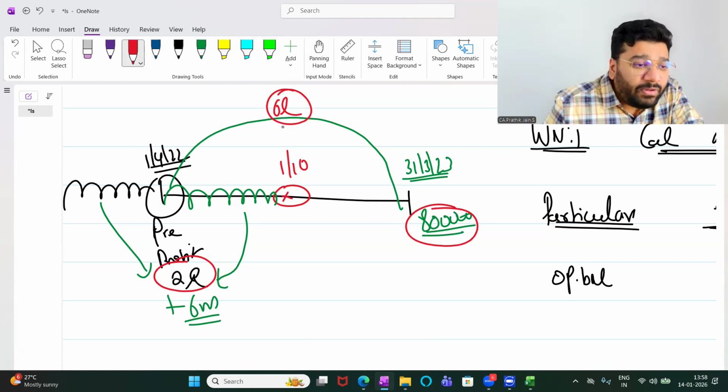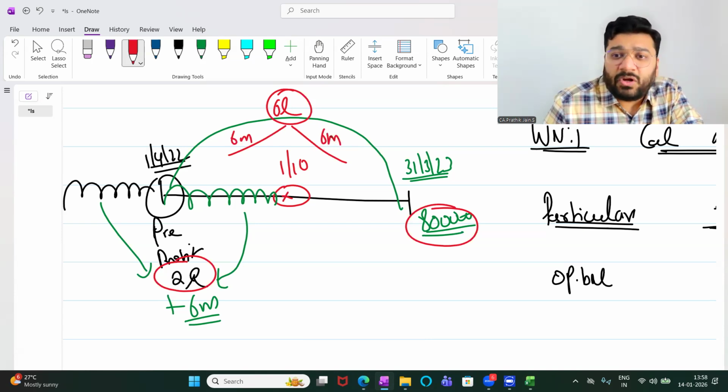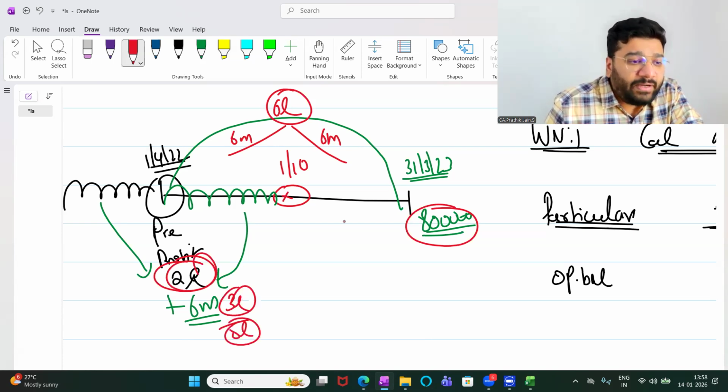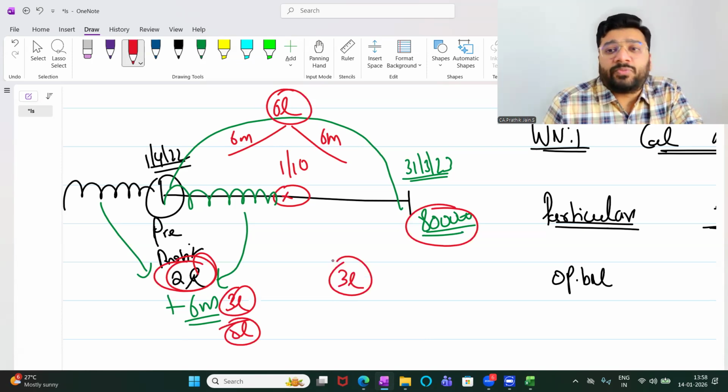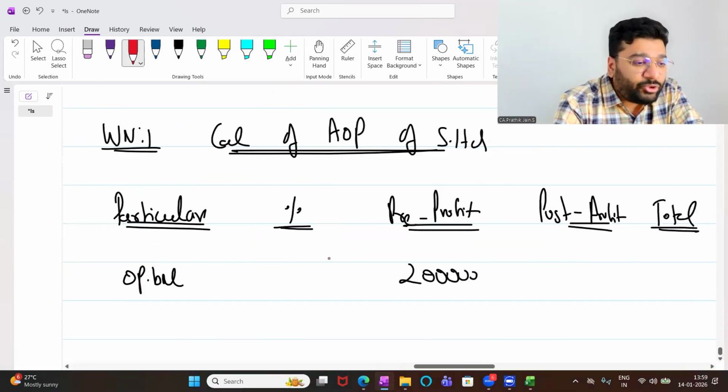Now this 6 lakh profit is bifurcated into 2 categories. 6 lakh into 6 months, 6 by 12. So this is 3 lakh. So 2 lakh plus 3 lakh, 5 lakh is the pre-profit, and 3 lakh is the post-profit. 5 plus 3 is how much? 8.